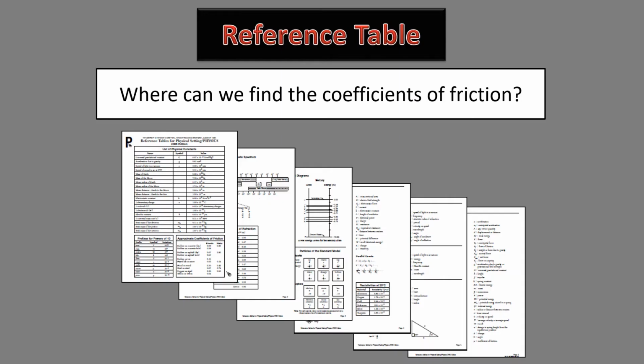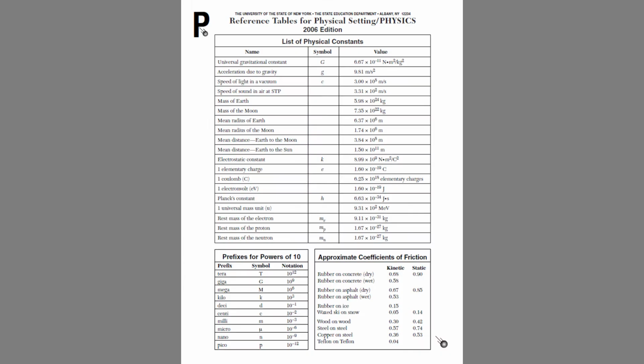So where can we find the coefficients of friction? It's kind of like a weird abstract concept for now, so it'll help to see because we're talking about the two surfaces and a number associated with it. So where is it? Look for it in your reference table. It's actually right on the front page in this table here, the approximate coefficients of friction. And they'll tell you two different surfaces for each one. So rubber on concrete when it's dry, when it's wet, rubber on asphalt when it's dry and when it's wet.